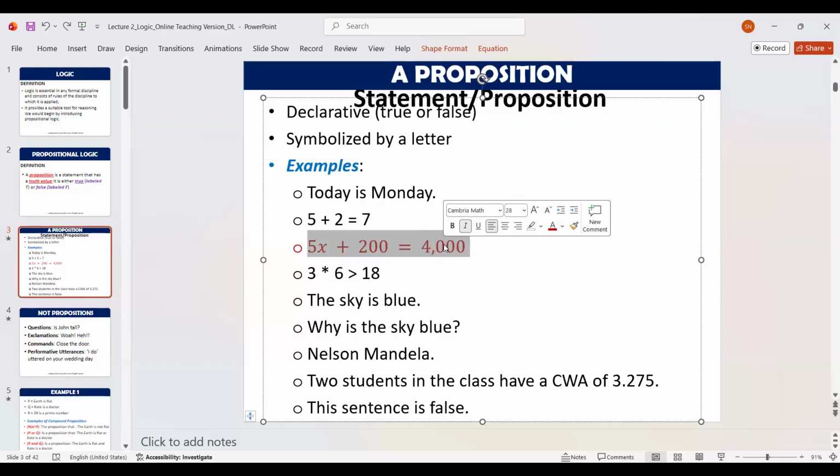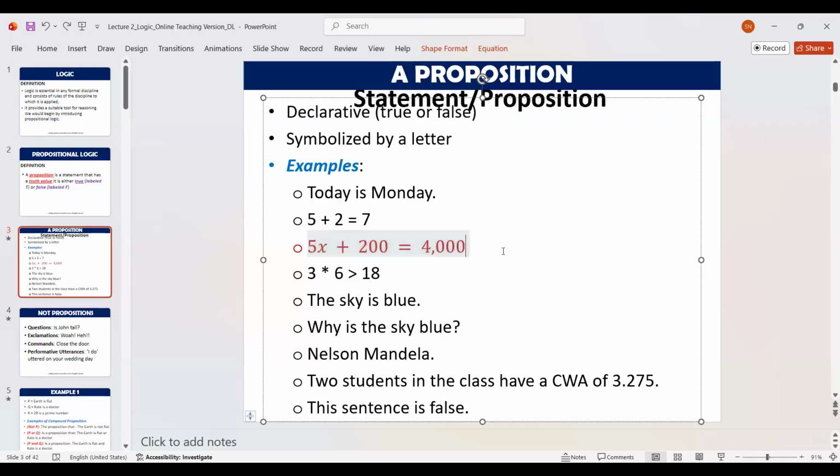I know whether there's an X that when you multiply by 5 and add 200, will equal 4,000. Or if I tell you that X is a fraction, a rational number, is there a fraction that multiplied by 5 and added to 200 will be equal to 4,000? If I define the X, then you can know whether it's true or not true.